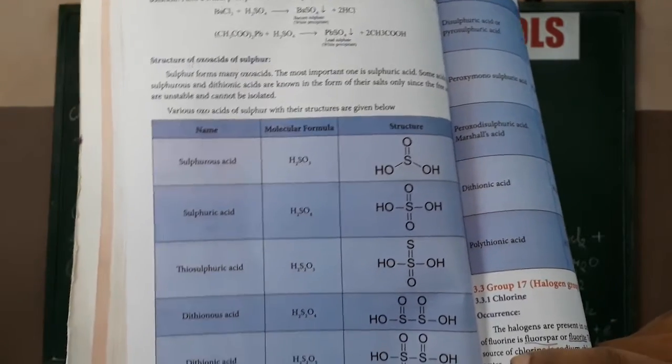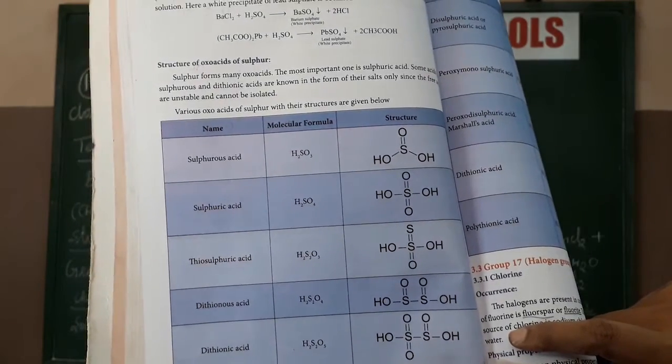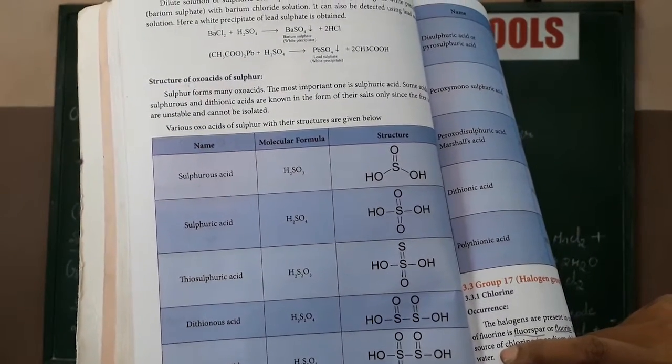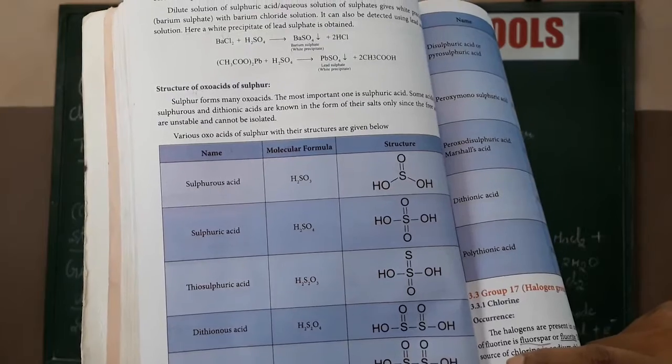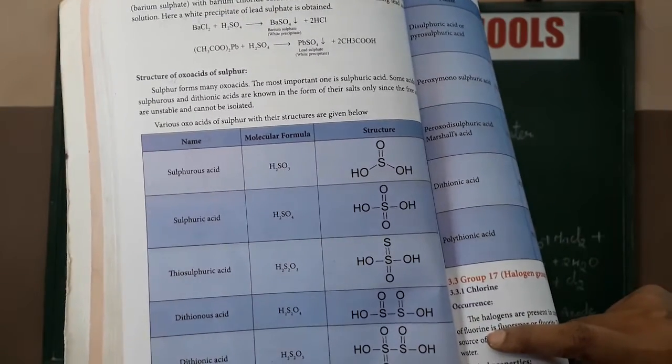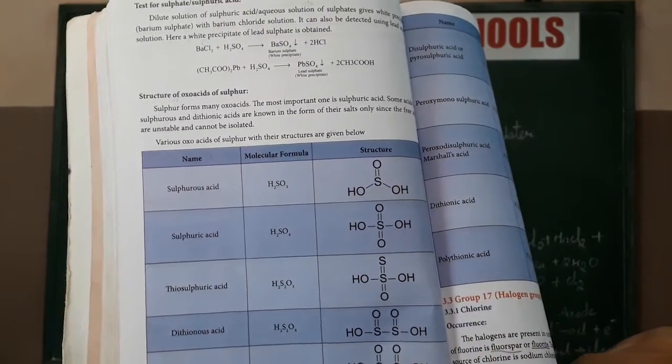Likewise go for thiosulfuric acid, dithionous acid and dithionic acid. So likewise you have to read out their molecular formulas with structures. Okay.